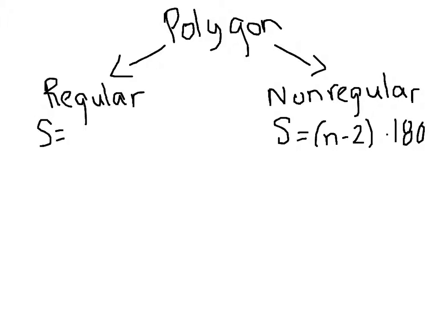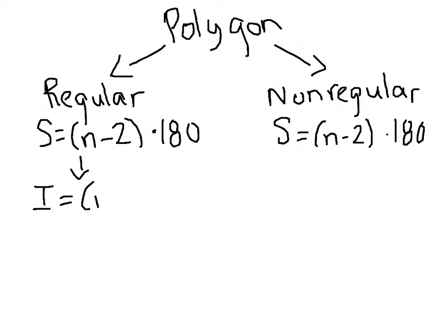Now, in addition, we can also find in a regular polygon, not the sum, but the measure of one angle. And we call those an interior angle because remember that the word interior means it's on the inside. So another one we have is I, and that stands for interior, equals n minus 2 times 180 over n. Remember, n stands for the number of sides.